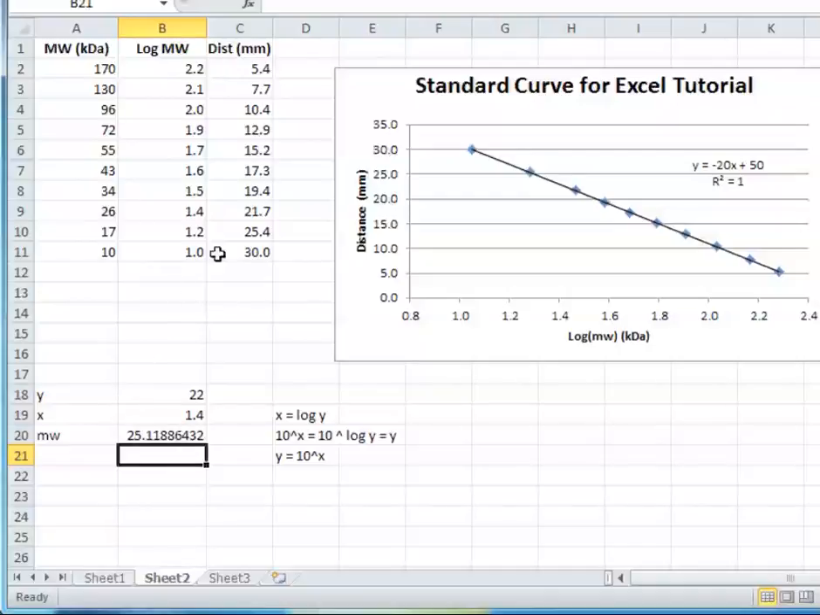Does that make sense? Well, yeah, if you look, 22 would be just a little bit smaller than this, and 22 would be very close to 26, so this does make sense. 25 kilodaltons for 22 millimeters of distance traveled. So that's how we would use this standard curve in an actual calculation.